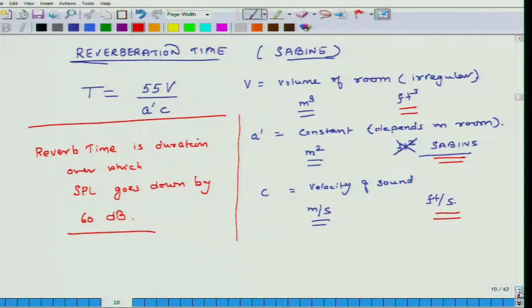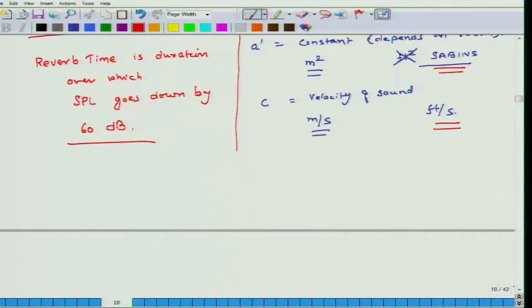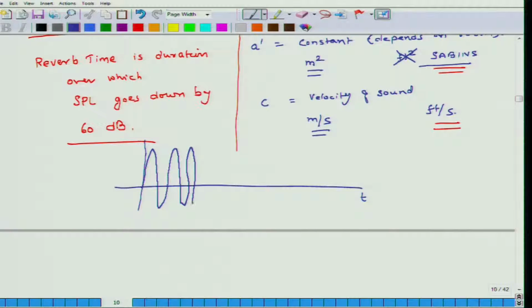So how do you measure the reverb time of a room? You have a room, you put a microphone in it, and you do some very careful measurement. So this is time, and let's say you play a signal, let's say a 1000 hertz tone. You keep on playing it for some time so that everything becomes steady, and then you stop the signal. And then this tone, as sensed by the microphone, starts decaying.